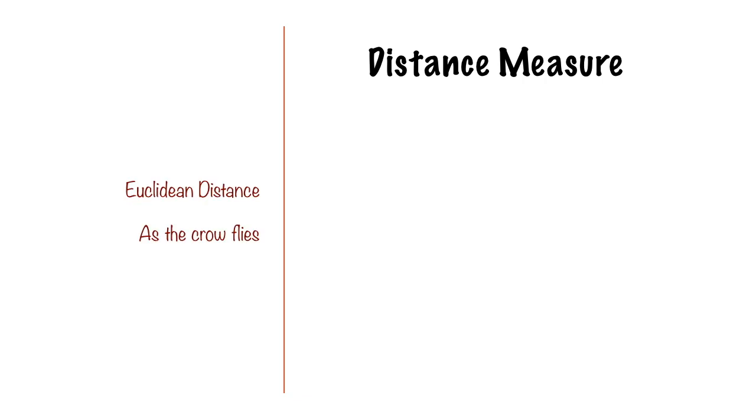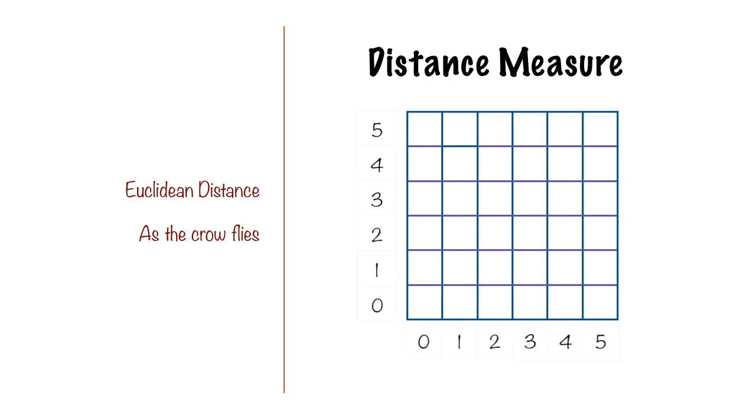For instance, in a two-dimensional hyperspace, this is the as the crow flies distance. This is what we would get if we were to apply the Pythagoras theorem to a couple of points. In other words, the Euclidean distance is equal to the square root of the sum of the squares of the differences between the x and the y coordinates. In our example on screen now, the Euclidean distance is the length of that line segment between the two highlighted points.